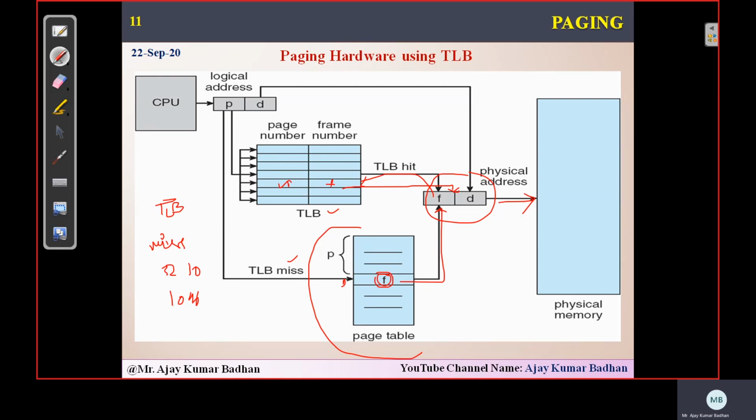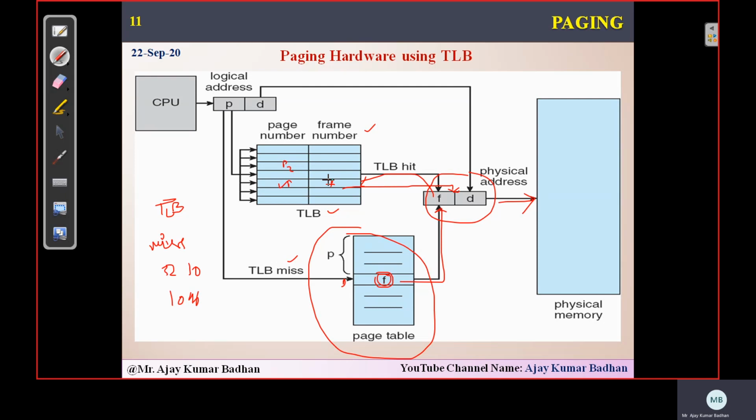Means you don't have to go to the page table again. So you're reducing the time. The access time you're reducing with the help of this particular cache. So in case you're trying to get a new page, if that page is not present in this table, you have to search here, get the frame. So you will perform the operation and get the physical address.